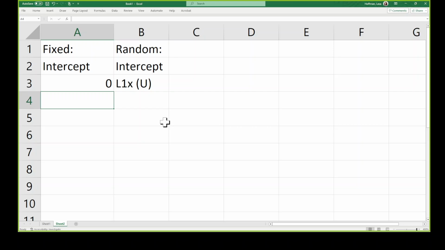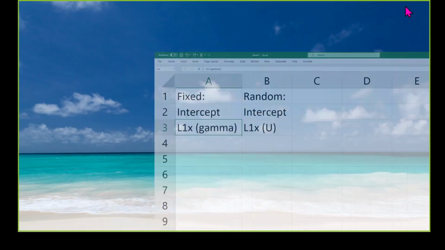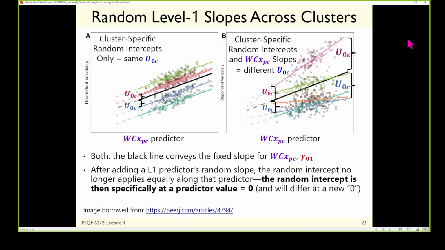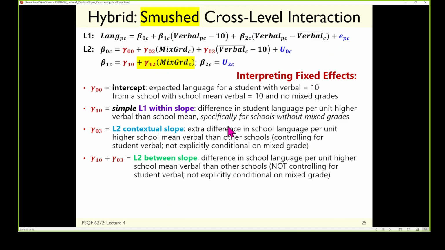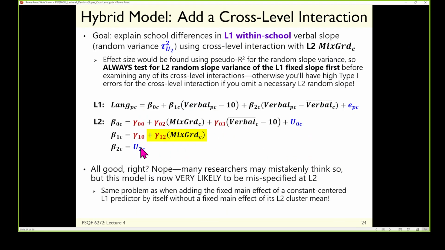We don't want to do that. So if you're going to add a random something, you better have the fixed something that goes with it. The reason we can do it in the hybrid model is that by the time you end up controlling for all your contextual effects, this is the within slope on average, and U2 is how the cluster deviates from it. They're functionally one equation at that point. They just have to be multiplying different variables to make it work out that way.